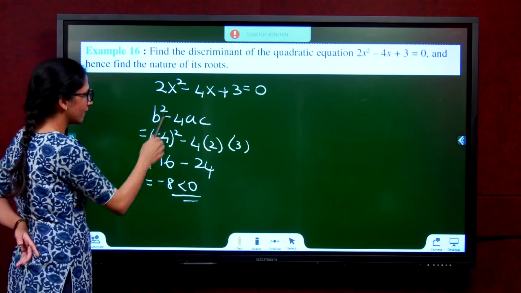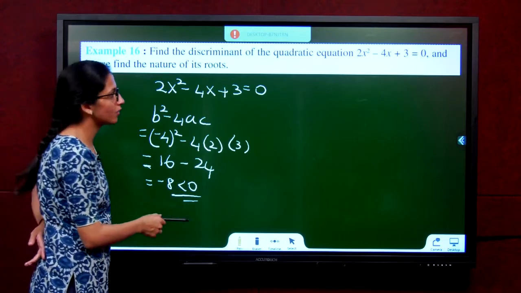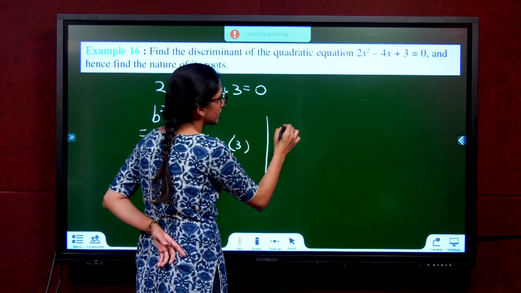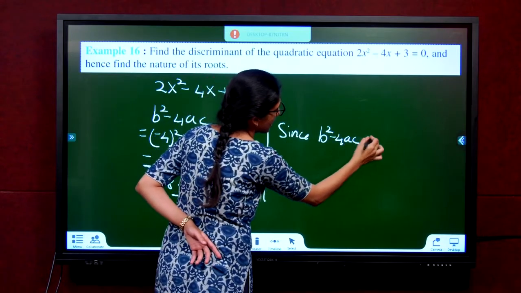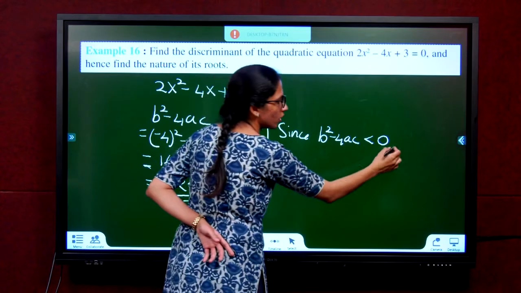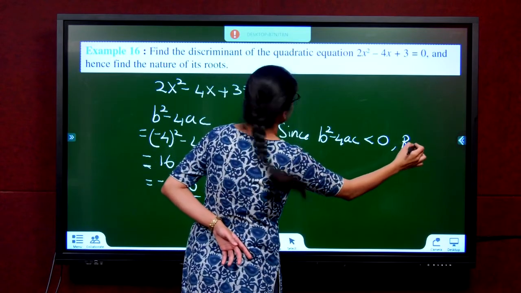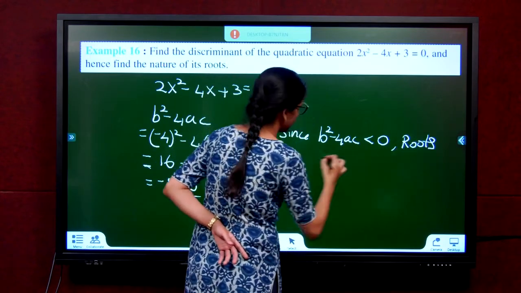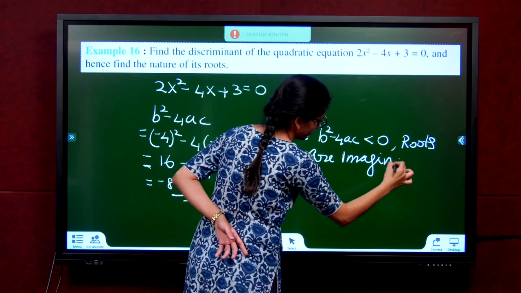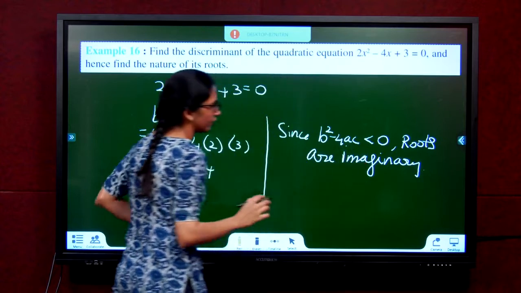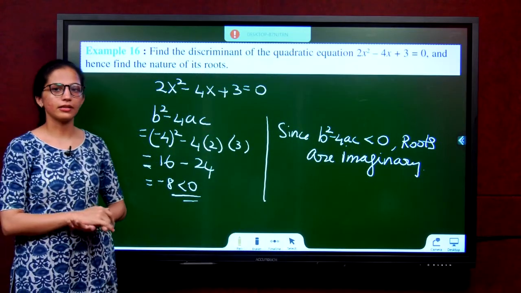So what is the discriminant value? Minus 8. It is less than 0. Do they exist? No. Since b square minus 4ac is less than 0, roots are imaginary. They've only asked for the nature, we've given the nature.